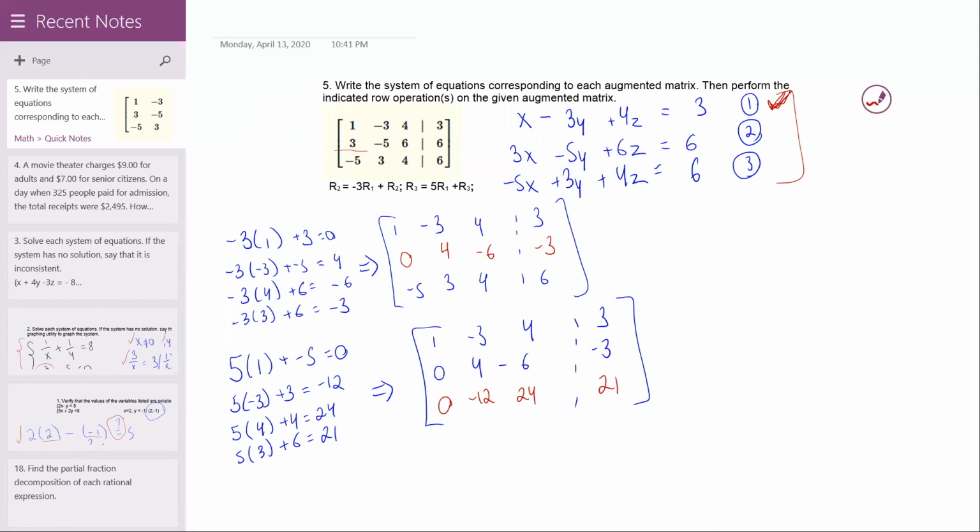Here we have 3x minus 5y plus 6z equals 6, and here we have negative 5 plus 3y plus 4z equals 6. This skill of being able to translate between matrix form and equation form is really important. I will make note that you can choose to write xyz, or you can choose to write x1 minus 3x2 plus 4x3 equals 3, and then carry that down. You can pick as long as you keep it consistent. If this is x, then all of these have to be x. If this is x2, then all of them have to be x2.